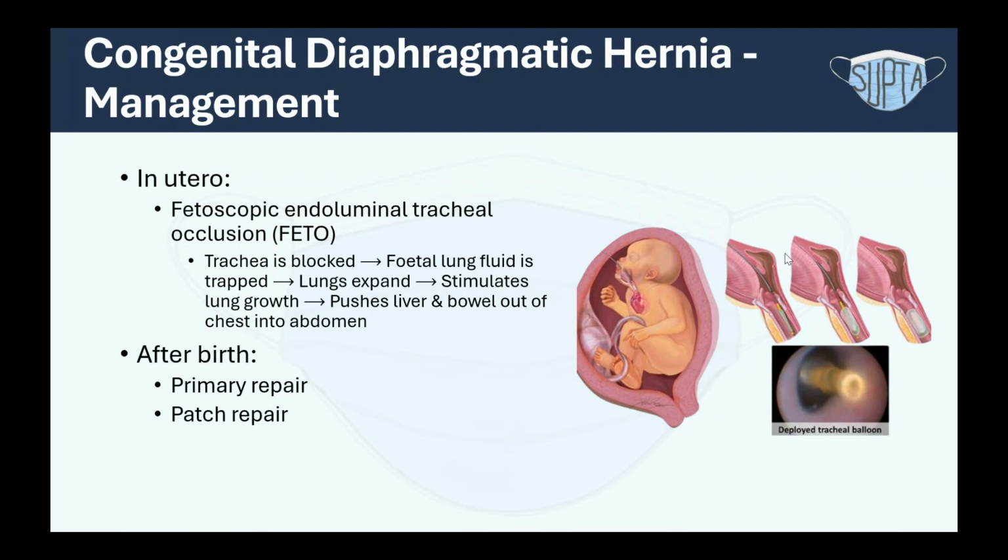So when you do this, you use a patch that is either synthetic or made from biological material, and you're going to cover the defect to reinforce the diaphragm. The final option here is a muscle flap repair: you're going to use a piece of the patient's muscle, and you're going to essentially just use that as a patch to reinforce the diaphragm.